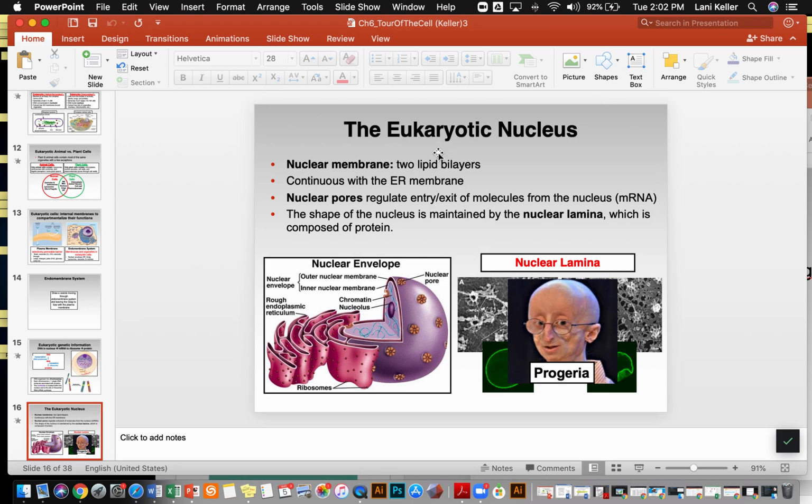Eukaryotic nucleus is pretty complicated. We have two lipid bilayers, an inner and an outer membrane. The outer membrane is continuous with the ER, and there are nuclear pores to get things in and out. One of the most important things to get out is mRNA.